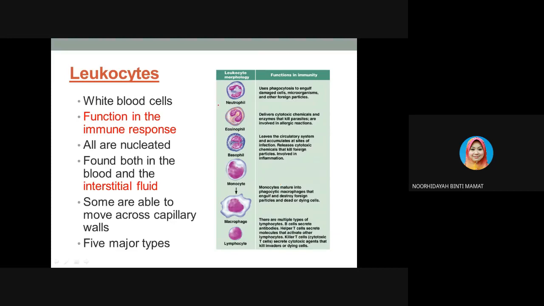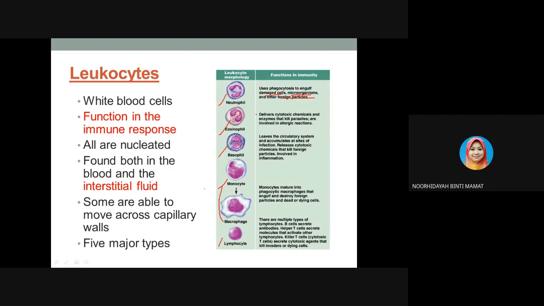The first one, we have neutrophils, we have eosinophils, we have basophils, we have monocytes, and also macrophage. And the last one we have lymphocyte. Neutrophils use phagocytosis to engulf the damaged cells, and also microorganisms and other foreign particles. So this is very important, they use phagocytosis to engulf the damaged cells, the microorganisms, and other foreign particles.